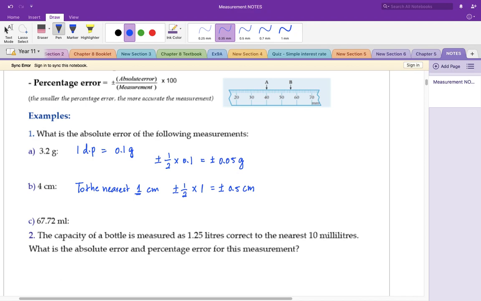Alright, 67.72 mils. That's to the nearest 2 decimal places, right? To the nearest 0.01, because there are 2 decimal places. 0.01 mil. So 0.01 is going to be the smallest unit. So plus or minus a half times 0.01. That will give you plus or minus 0.005 mils.